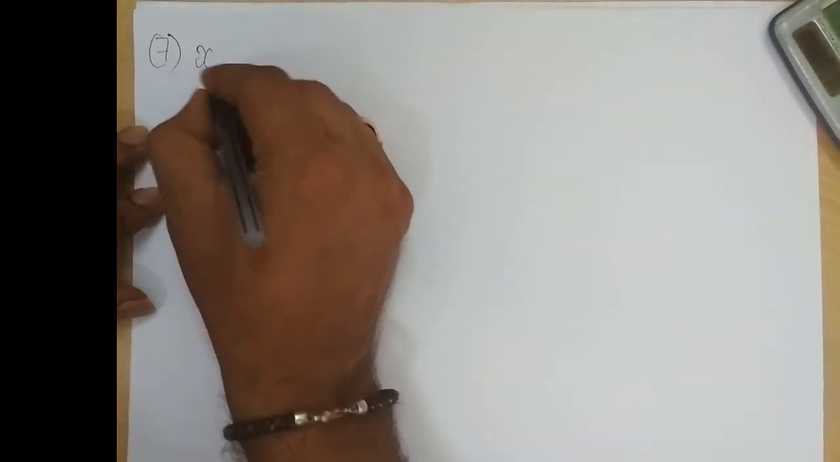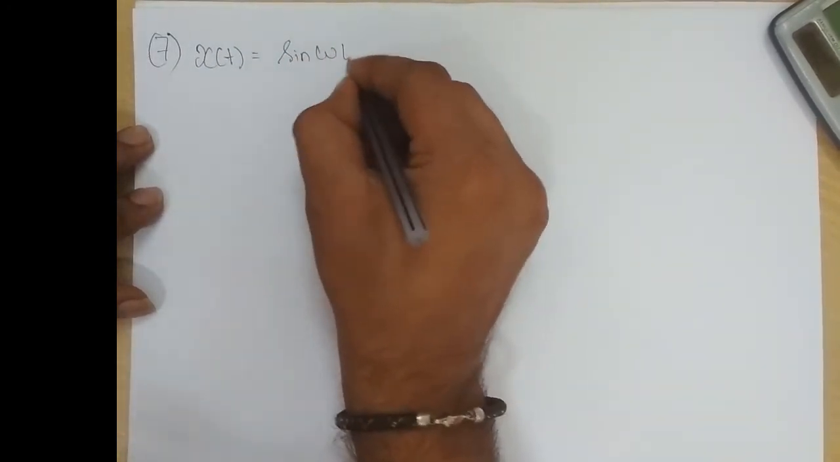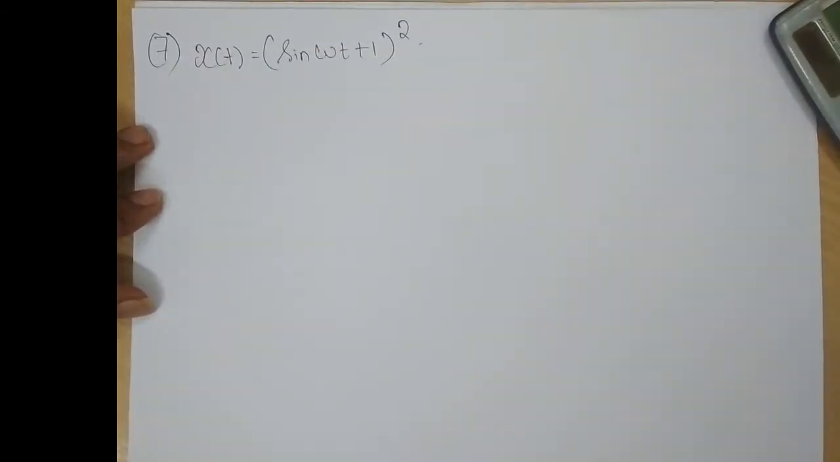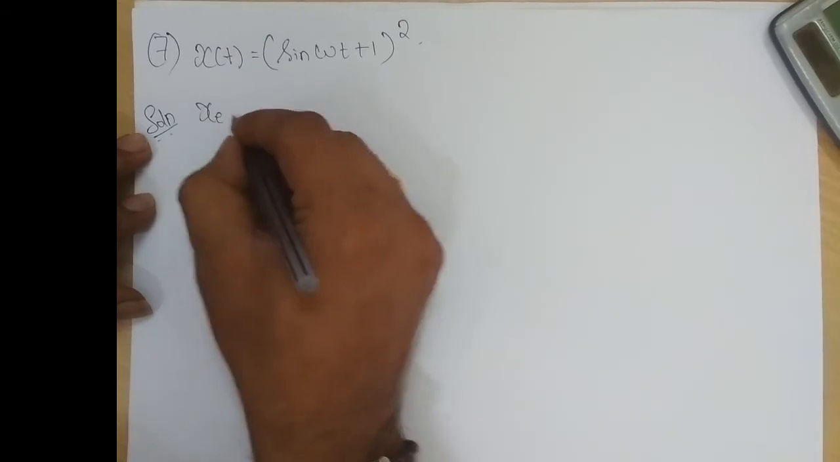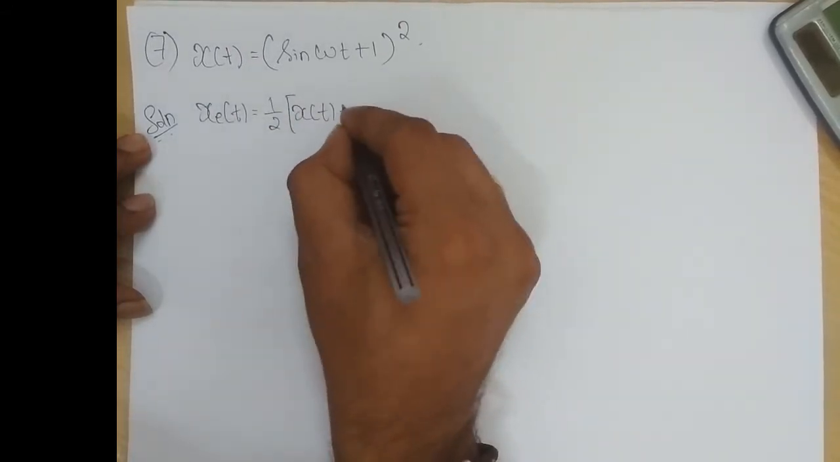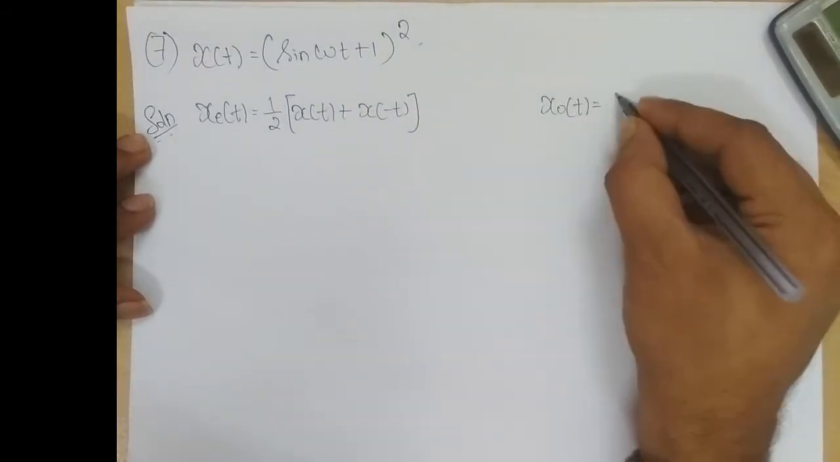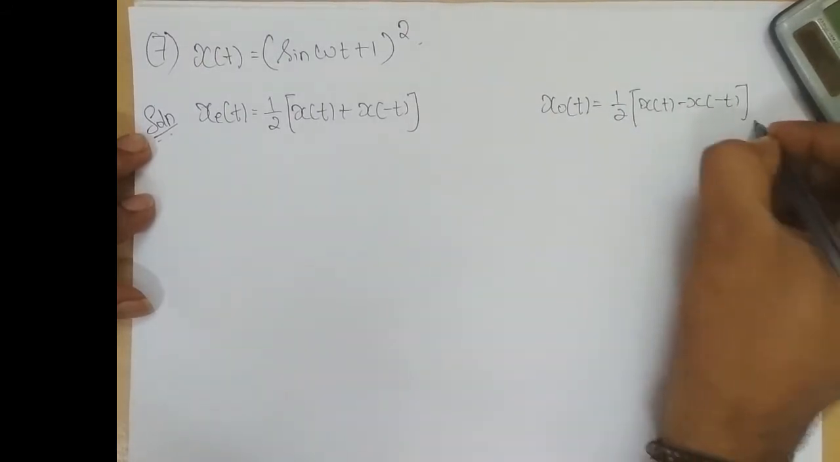Next problem, x of t is equal to sine omega t plus 1 whole square. So what is our aim? Our aim here is to find its even and odd component. So solution. So x e of t, the formula to find even component is 1 by 2 into x of t plus x of minus t. So the formula to find odd component is 1 by 2 into x of t minus x of minus t, right?